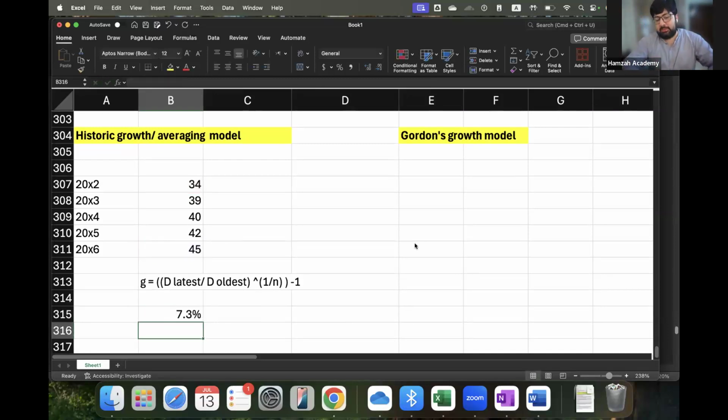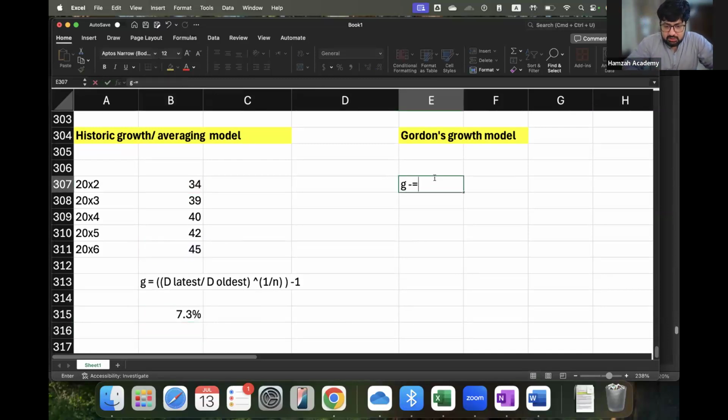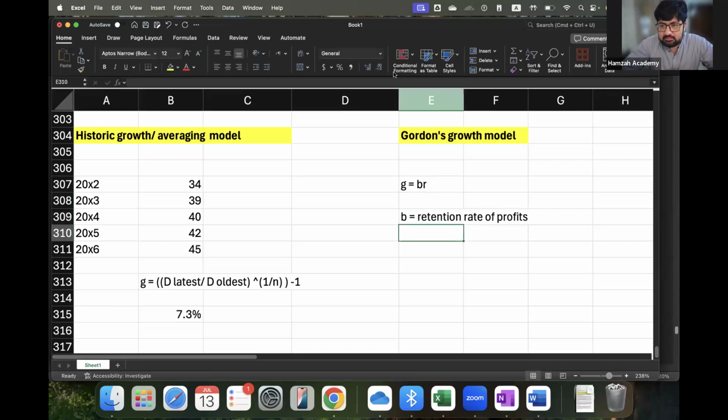Next is Gordon's growth approximation model. G is equal to BR. B is the retention rate of profits, and R is the return on investment of the company, the average return on investment.